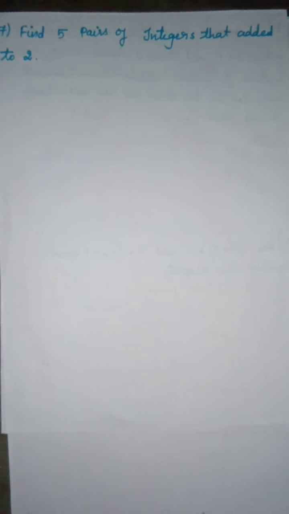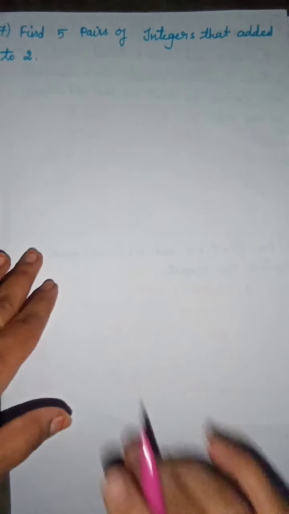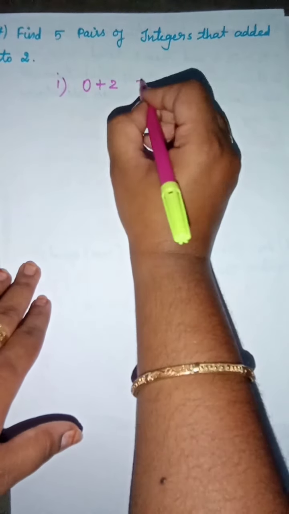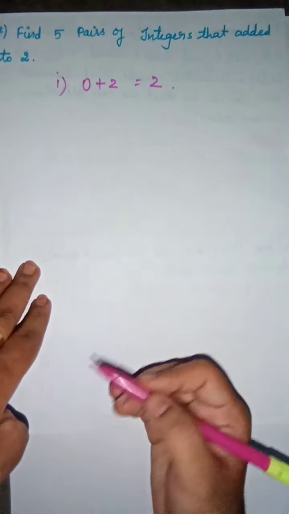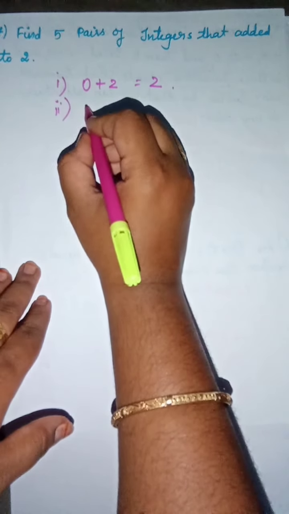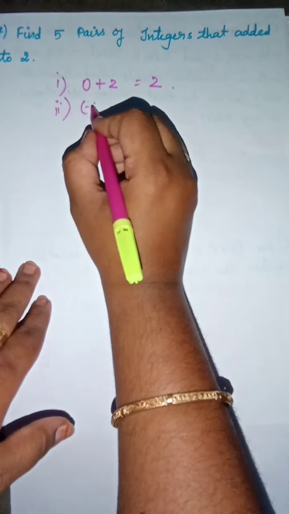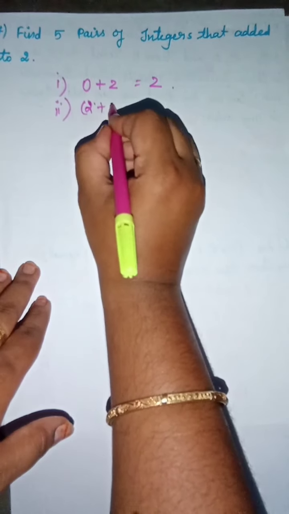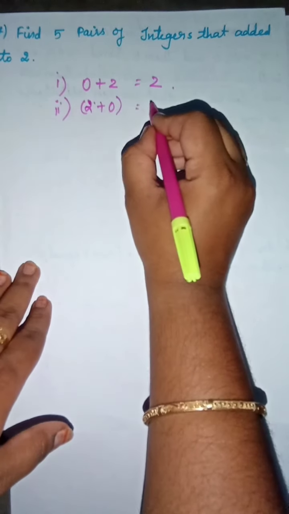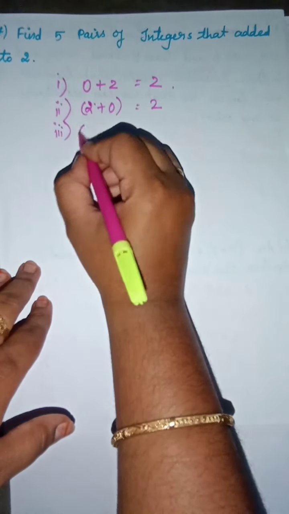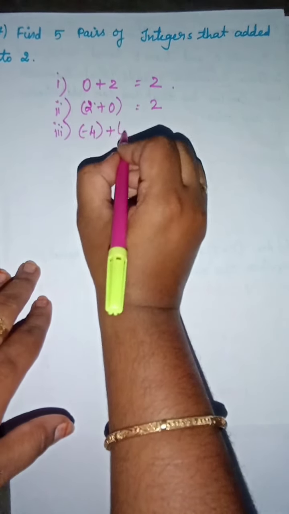Okay, now how can we find 2? So while adding, the first one: 0 + 2 equals what? 2. Yes, then the second one, here I am doing this, 2 + 0 = 2. Yes, the next third one is -4 + 6 = 2.